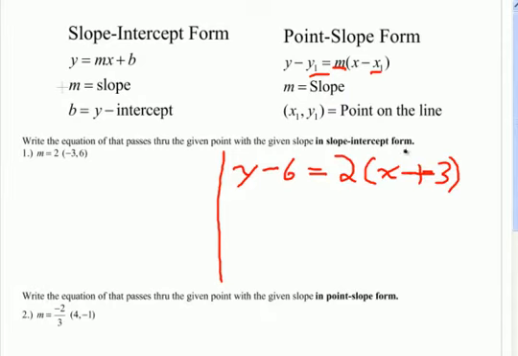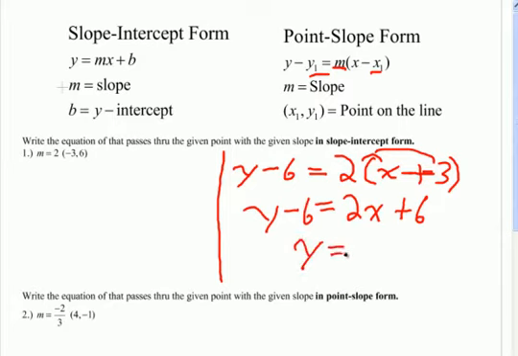Because this wants it in slope-intercept form, I'm just going to get y by itself. I'm going to distribute the 2, and I get 2x plus 6 on this side. I'm just going to add 6 to both sides. And now it's in slope-intercept form.